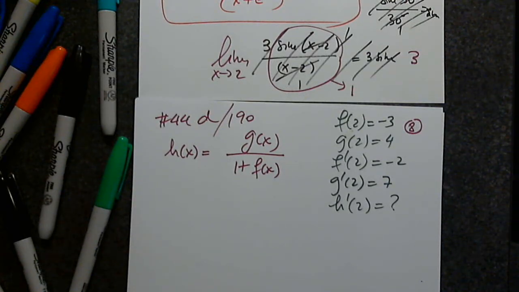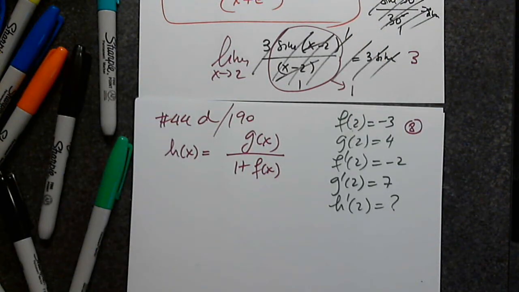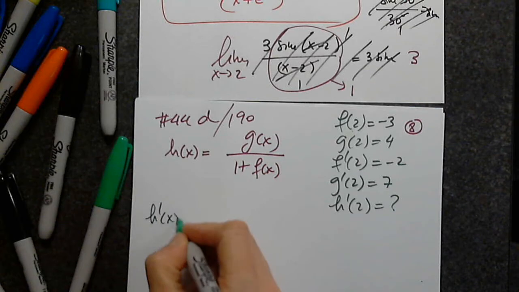Question. Can I determine the value of a function if I don't have the function? No. So in order to determine H prime of 2, what do I have to find first? H prime of x, and then plug in 2. I need the function first. Very good. So forget about these for a moment, and let's determine H prime of x.